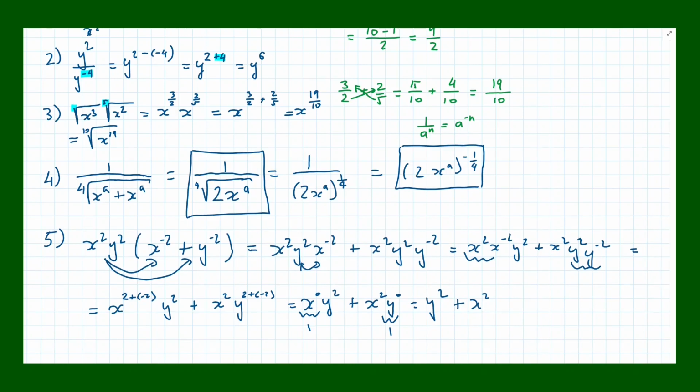Now, if you want to be a proper mathematician, or some might say overly pedantic, then what you can do in the last step is switch the order of x and y and write the final result as x squared plus y squared, because mathematicians like to follow the order of the alphabet in the expressions.